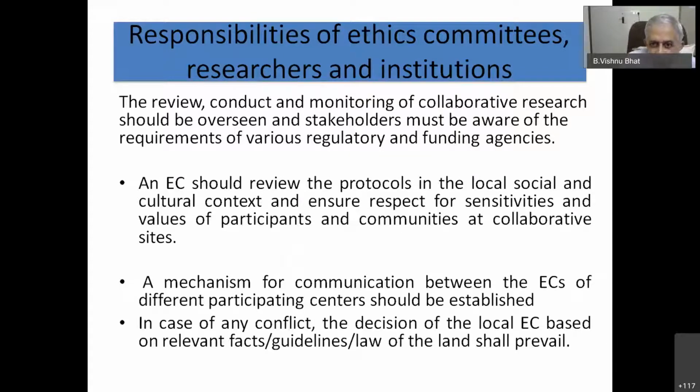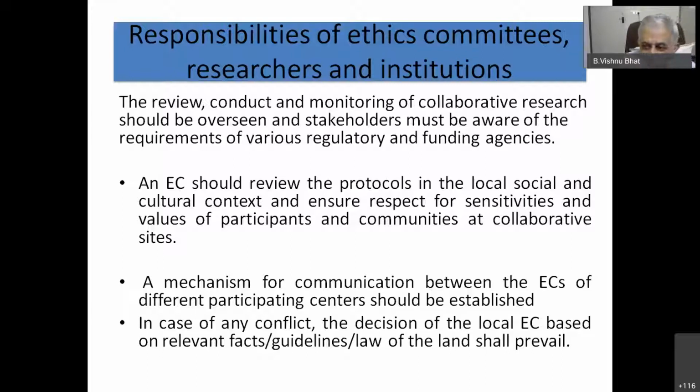The EC and the ethics committee should review the protocol with the social context of the place. Suppose you are allowing India to be used as a study center, Indian culture and values should accept that it is okay. Otherwise, you cannot allow a research study to be conducted. So a mechanism for communication to the ethics committee also should be established so that they take a joint decision.